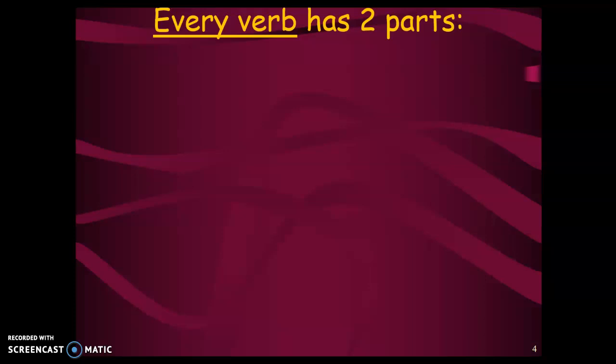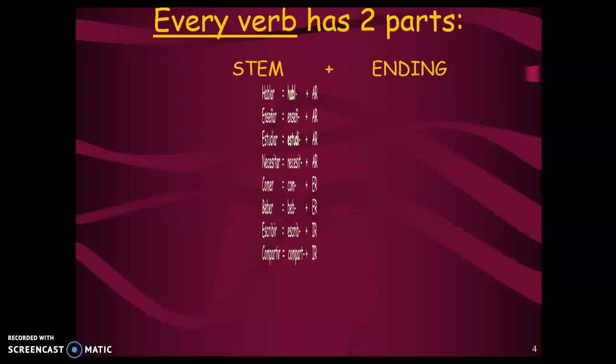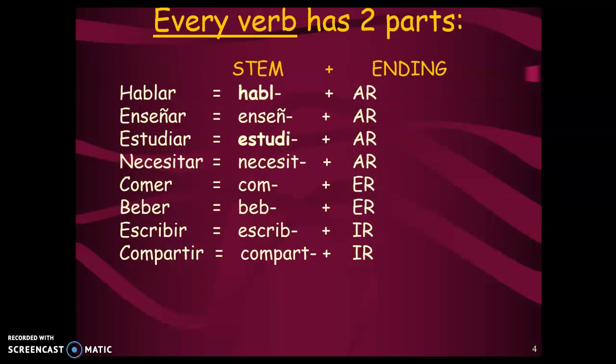So let's see, every verb has two parts. Remember the stem and then the ending? So when we talk about the verb hablar, in order for you to find the stem, you just have to remove the ending, the AR ending, and then the stem would be habl, right? For enseñar, remove the AR, and it would be the other letters, enseñ. Estudiar, remove the AR, estudi, and so on and so forth. Remember that?